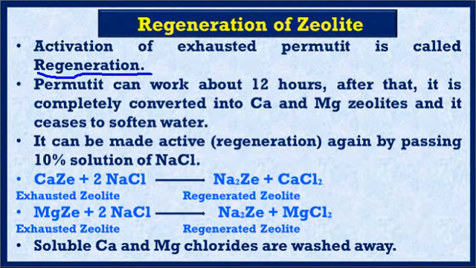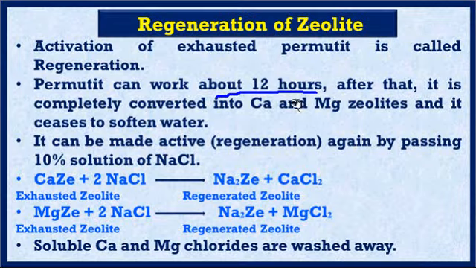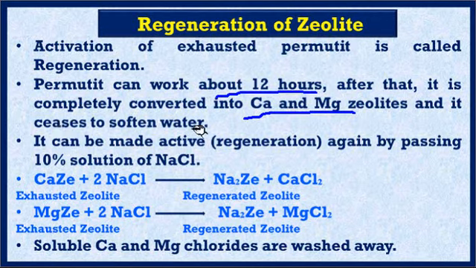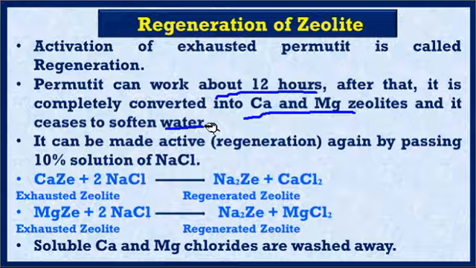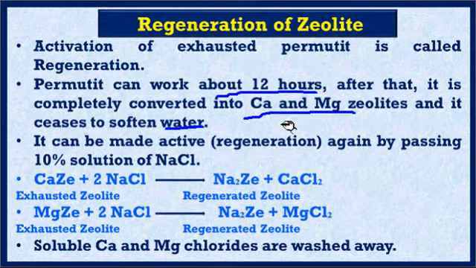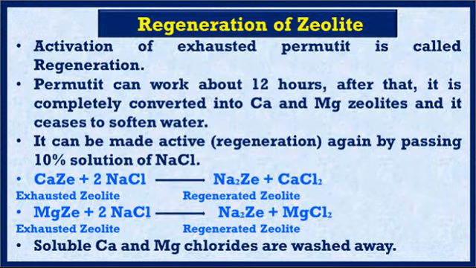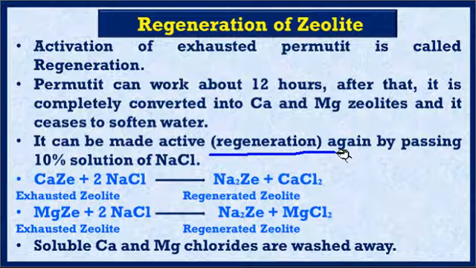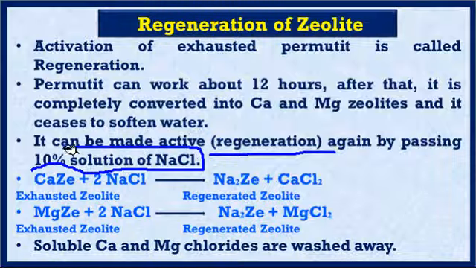In general, the zeolite bed or the permutate bed can work about 12 hours. After that, it is completely converted into the calcium and magnesium zeolite form, so it ceases to soften the water. So we have to regenerate the exhausted zeolite after 12 hours. So how can the regeneration process be done? Zeolite can be made active by passing a 10% solution of sodium chloride.